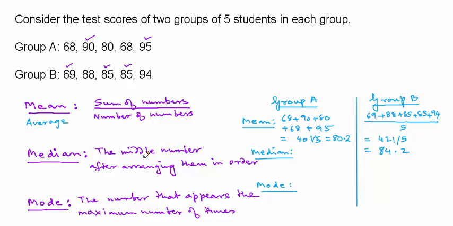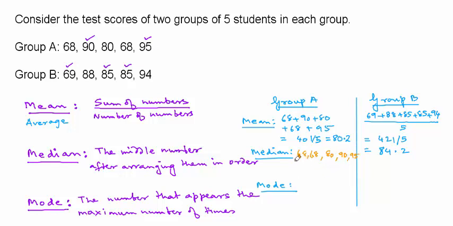Let's now talk about the median. That says it's going to be the middle number after arranging them in order. This is important. Our first job is to arrange these numbers from smallest to largest, or largest to smallest. Either way will work. I'm going to go smallest to largest. So we have 68, 68, and the next numbers are 80, 90, and 95.